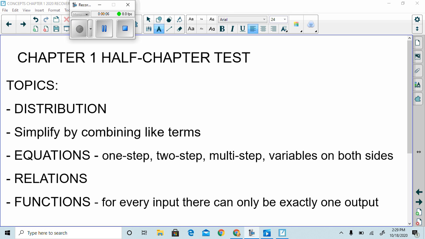This week we're going to have the second half of the Chapter 1 test, and those topics include distribution, simplifying by combining like terms. We looked at various types of equations and how to solve them, and then we talked toward the end about relations and functions. So let's do a review since our test is this week.